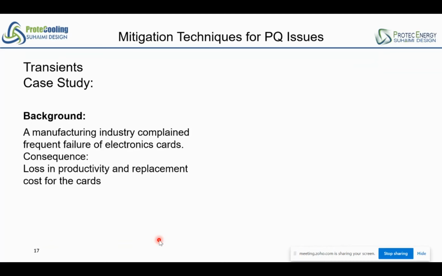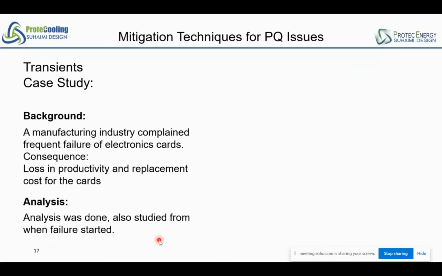So in a manufacturing industry, they complained of frequent failures of electronic cards. The electronic cards in their CNC machines, other machining equipment, and critical testing equipment were failing, causing loss in productivity and the cost of replacing these cards. So we did an analysis, and transients were identified. Then we checked the historical failures of the cards, since when they had started. A month and year were mentioned, and in that same month and year they had installed capacitor banks.